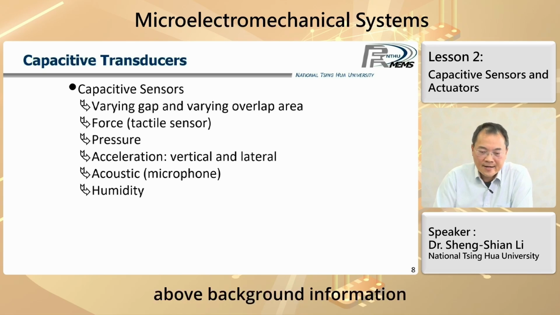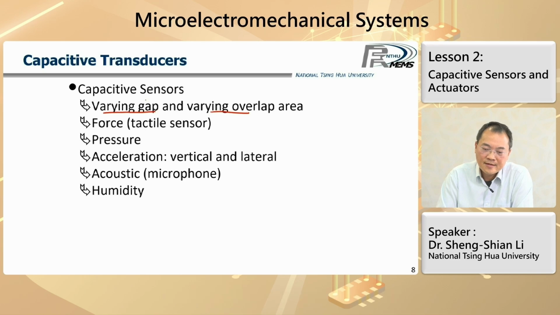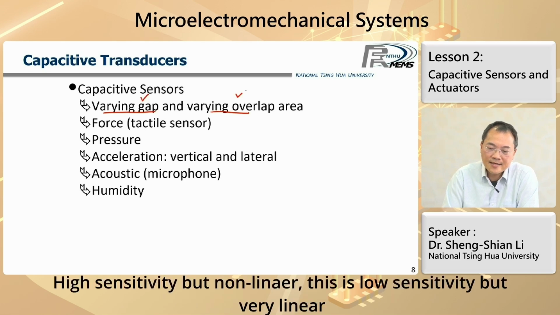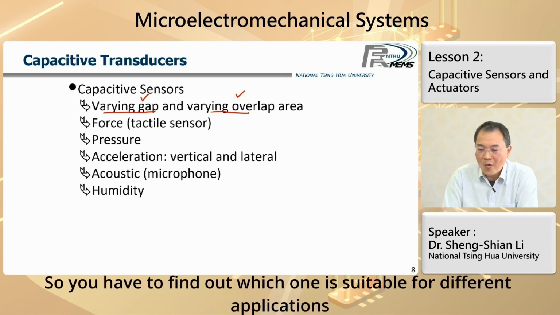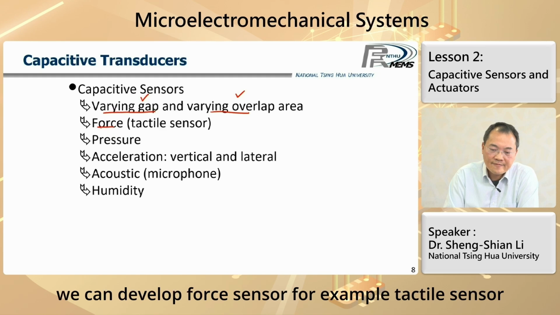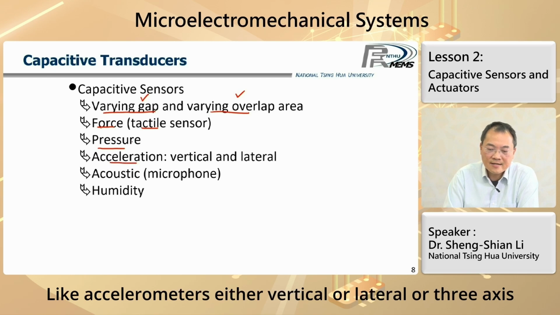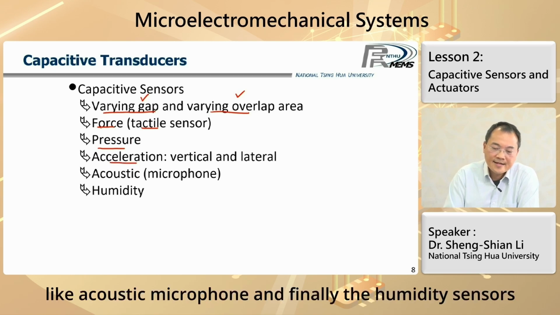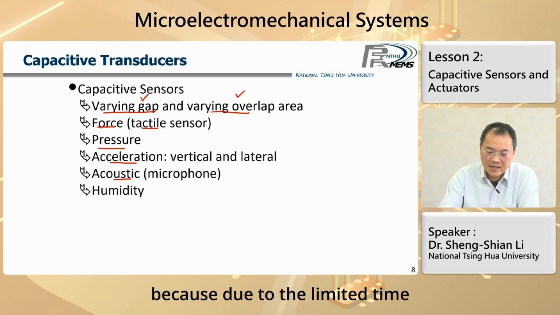Using the above background information, for example, we already covered the variable gap capacitor and the variable overlap area capacitor. Remember, one more review. High sensitivity but non-linear. This is low sensitivity but very linear. So they have their trade-off. So you have to find out which one is suitable for different applications. Using that, we can develop force sensors, for example, tactile sensors. We can have pressure sensors, accelerometers, either vertical or lateral or 3-axis, acoustic microphones, and finally humidity sensors. We will go over those examples very quickly due to the limited time.